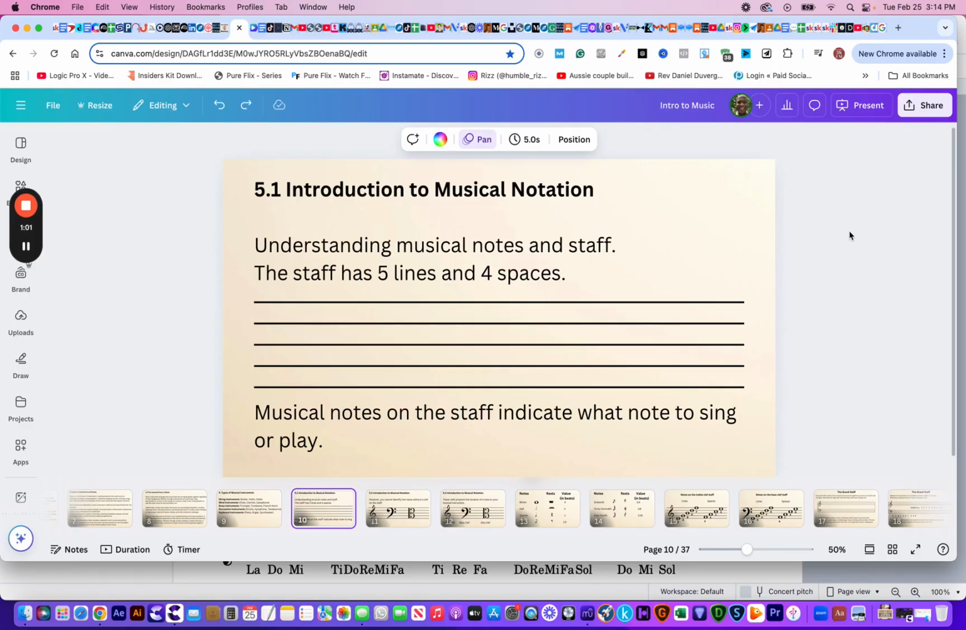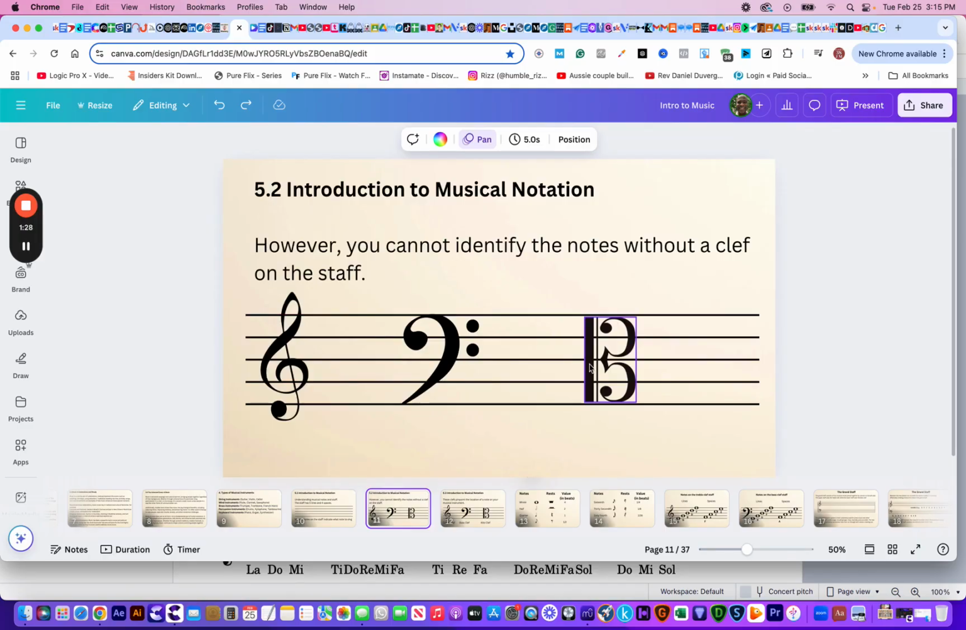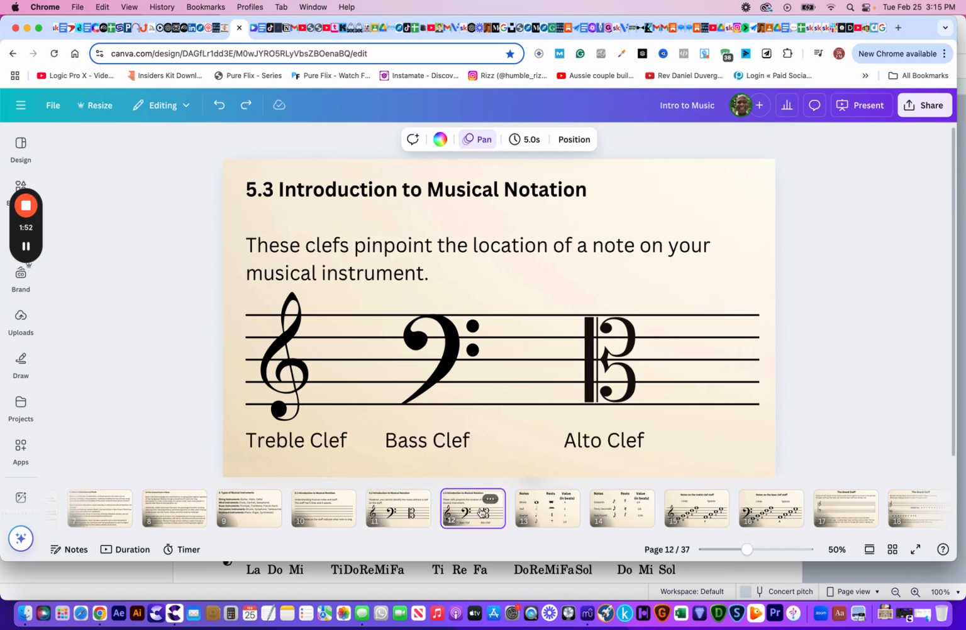The musical notes on the staff indicate what note to sing or play. However, you cannot identify the notes without a clef on the staff. Here you have the treble clef, here you have the bass clef, and this is the alto clef. Now, these clefs pinpoint the location of a note on your musical instrument.